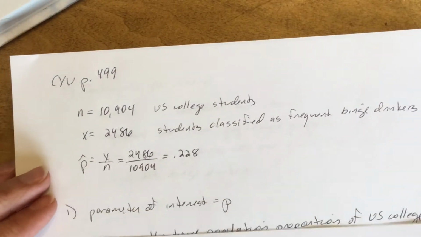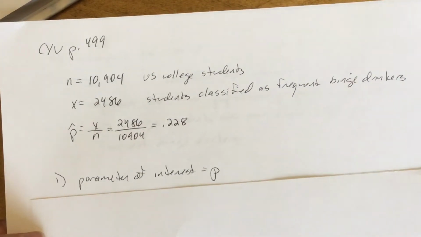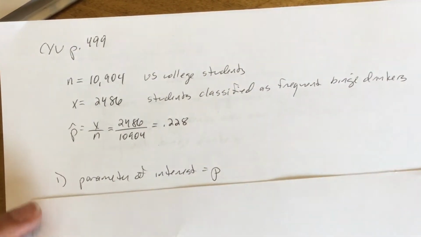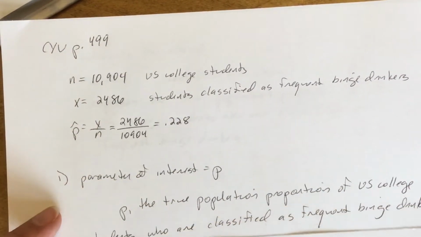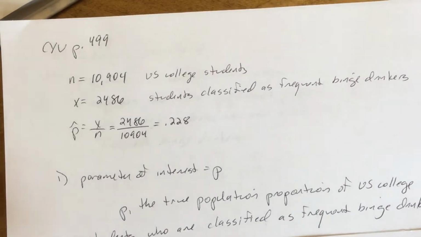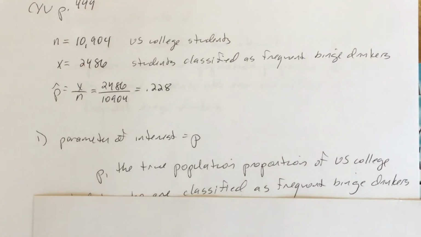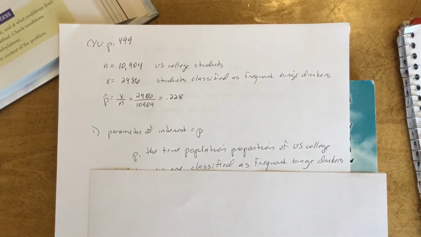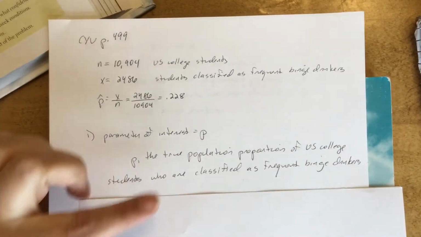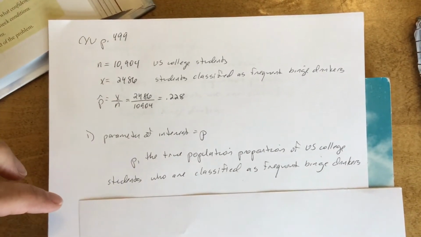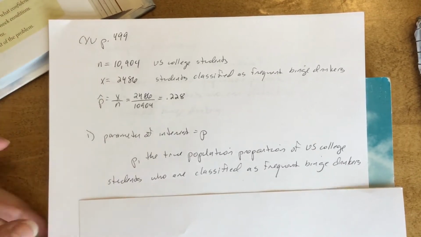All right, so the first thing said we want to define the parameter of interest. And the parameter of interest is p. What population parameter are we looking for? We're looking for p, the true population proportion of U.S. college students who are classified as frequent binge drinkers. Let me zoom out a little bit. There we go. Now you can see the whole paper. I will go back and fill in some stuff for the confidence interval process, but I'm going to answer the questions according to the book.